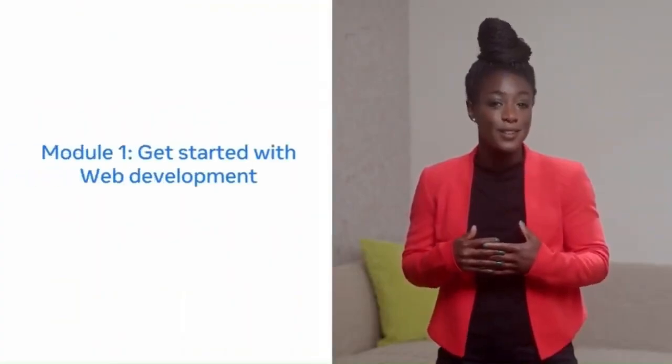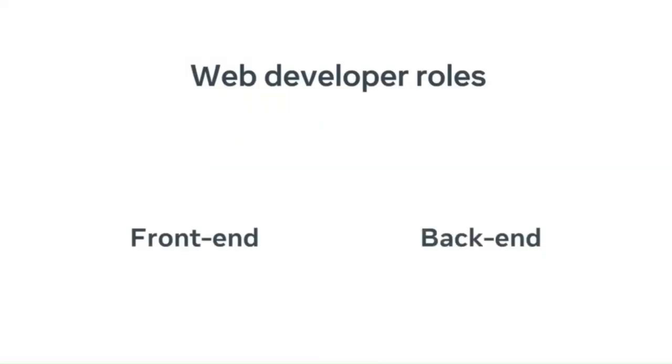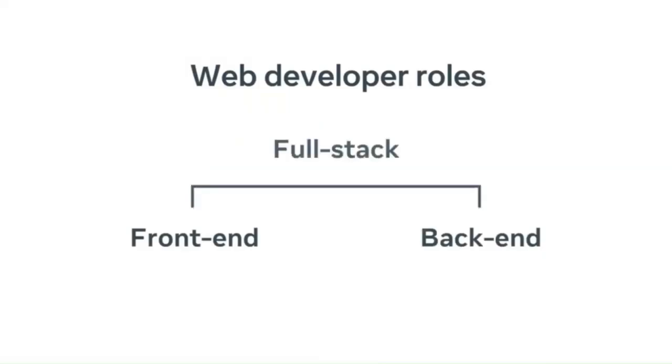Module 1 was Get Started with Web Development. In this first module, you learned about the different types of web developers and the roles and responsibilities of front-end, back-end, and full-stack developers. You gained knowledge about the core technologies of HTML, CSS, and JavaScript, and explored the concept of how the internet works. The module also featured an example to show what a day in the life of a web developer is like.